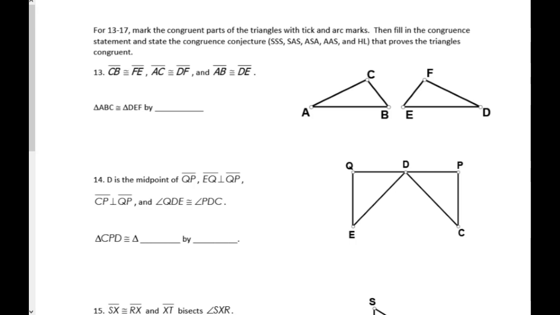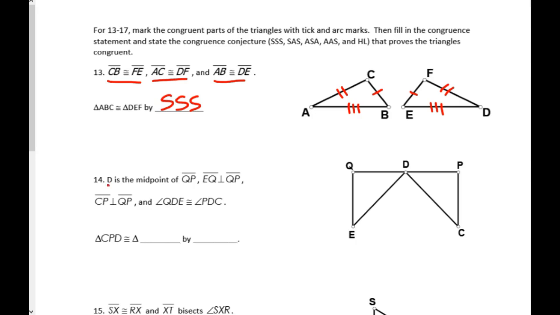Okay, first things first on number 13, CB is congruent to FE. Put tick marks on those segments, CB, FE. Between those vertices, put the tick mark. Okay, AC and DF. So now we're going to put 2 ticks on that, between AC, between DF. These are all segments here. AB and DE, put 3 ticks. AB, DE. Alright, and they are congruent by what? Well, all 3 sides are labeled. That is side, side, side. Alright.